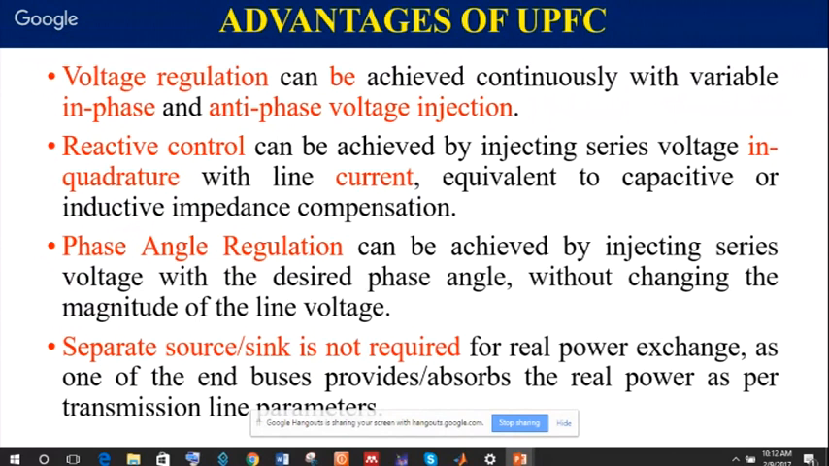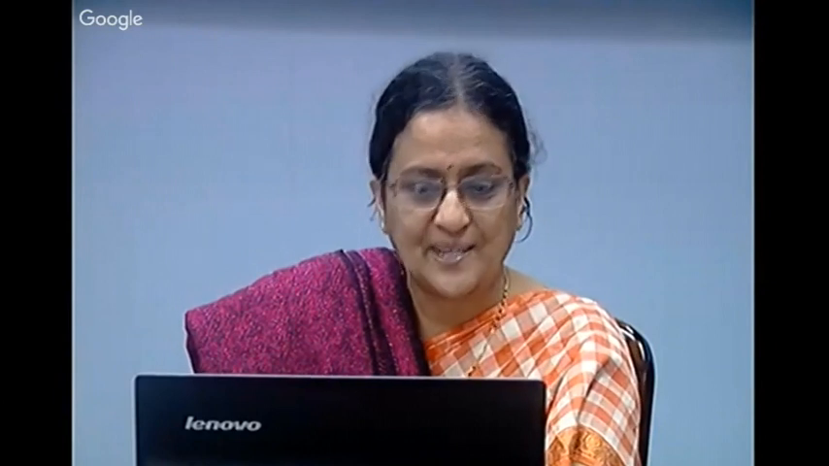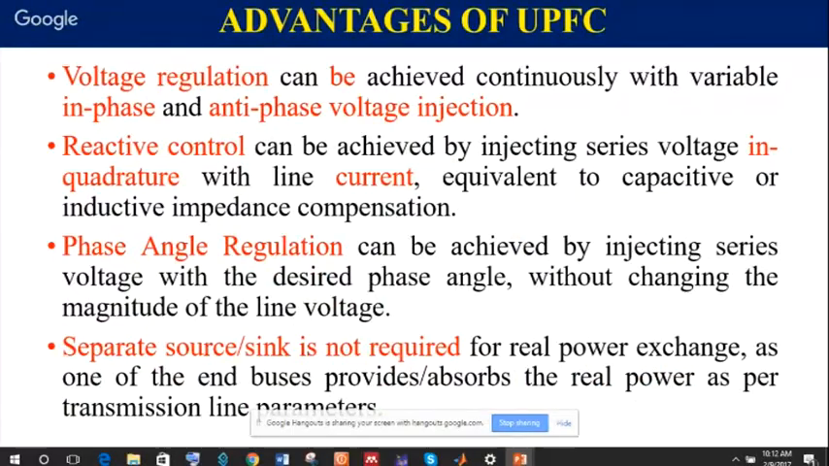Then the main advantage is that you do not require a separate source or sink for real power exchange. Real power can be supplied or absorbed if you have a voltage source or a sink, but here you do not require one, because one of the end buses either provides or absorbs real power as per the transmission line parameters.